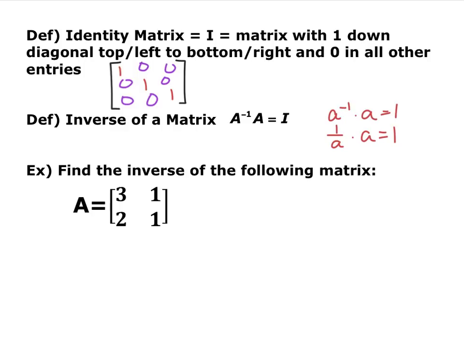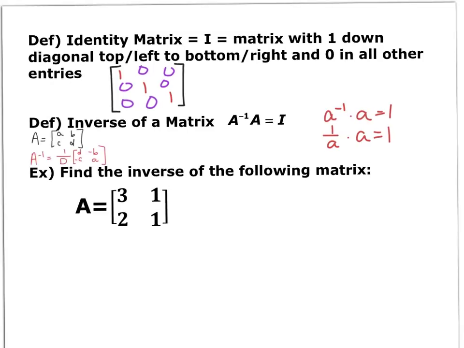Also in matrices, we have inverses. Just like in regular multiplication, where if you multiply a number by its inverse, or its reciprocal, you get the identity, or 1, the same thing happens with matrices. If you multiply a matrix by its inverse, you get the identity matrix.